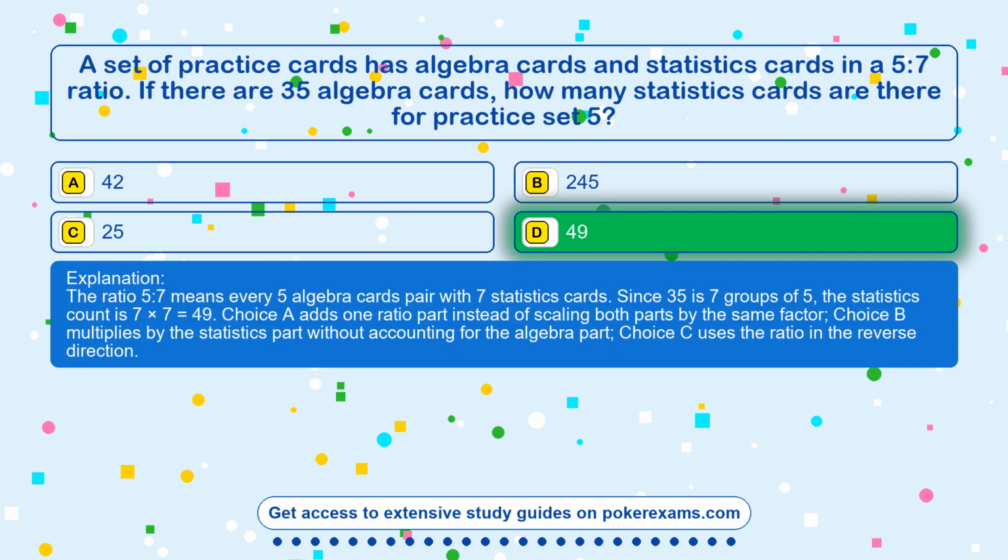The ratio 5:7 means every 5 algebra cards pair with 7 statistics cards. Since 35 is 7 groups of 5, the statistics count is 7 times 7 equals 49. Choice A adds one ratio part instead of scaling both parts by the same factor, choice B multiplies by the statistics part without accounting for the algebra part, choice C uses the ratio in the reverse direction.